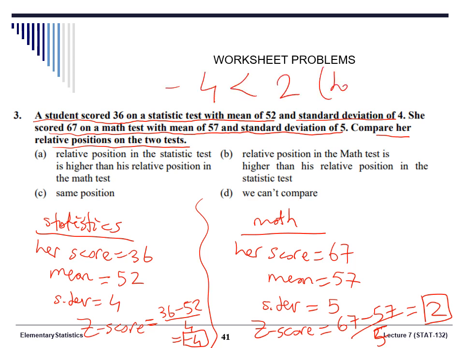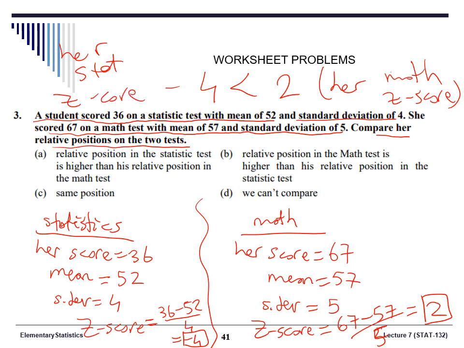This is her math z-score, and this is her stat z-score. So obviously her position in statistics is definitely lower than her position in mathematics. So in mathematics, her position is better than her position in statistics.